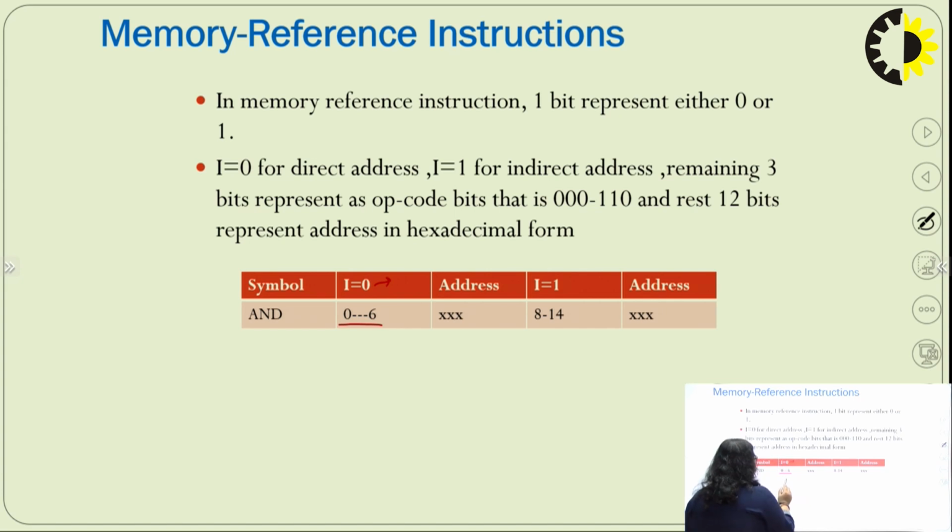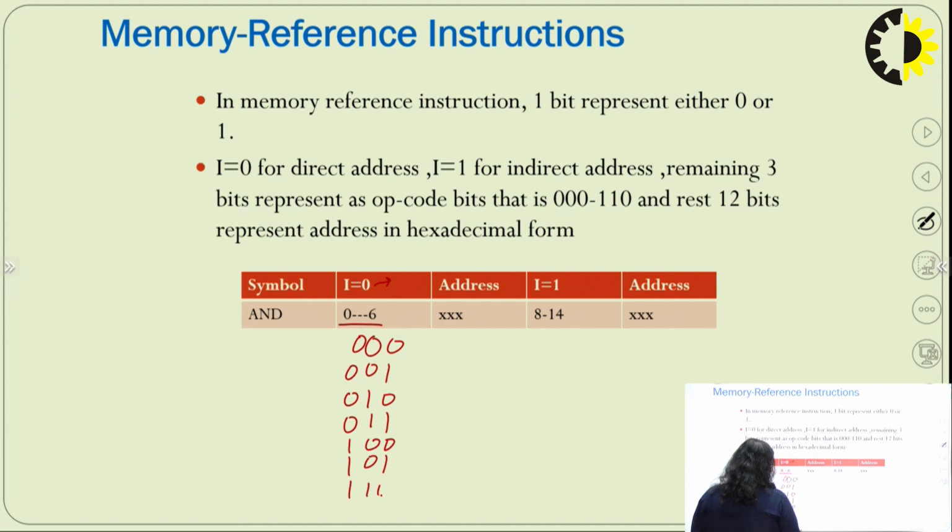How is it possible? Because it is 0 0 0 0 0 1 0 1 0 0 1 1 1, 0 0 1 0 1 1 1. The D7 bit is absent over there, so it is 0 0 0 to 1 1 0. So this is the memory reference instruction, but the I bit is 0.